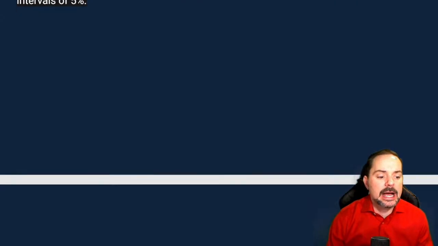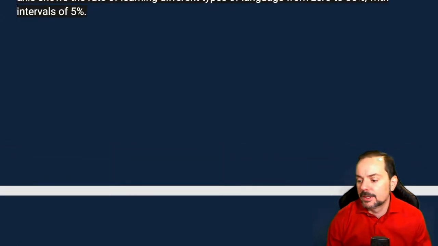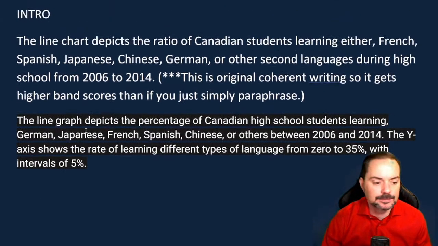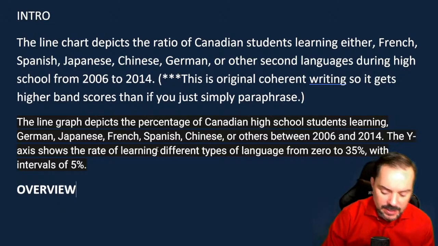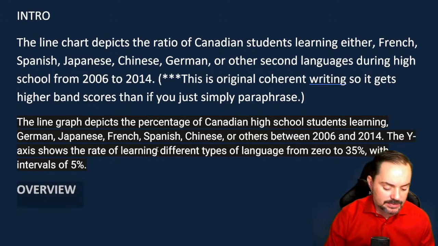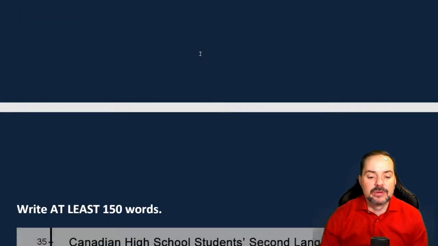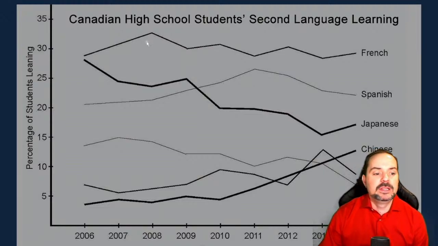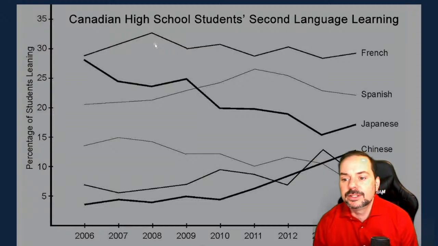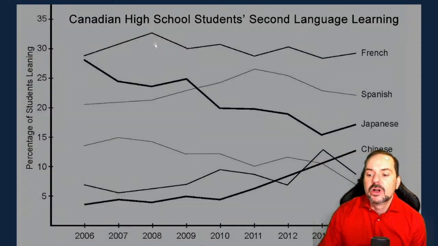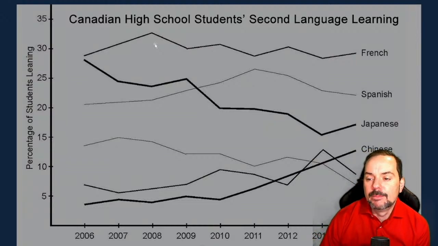Now we want to write our overview, okay? All right, overview. And the overview is the most observable part of our line graph, okay? So here we have our wonderful, lovely line graph again. And now I want to see what is going on. So what can I notice? What are the most obvious kind of trends amongst these languages during these years?